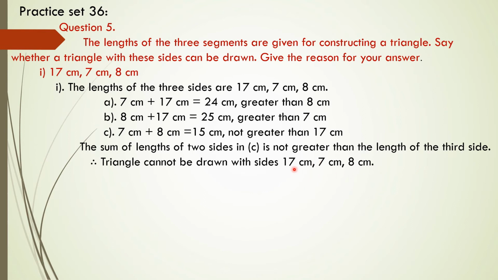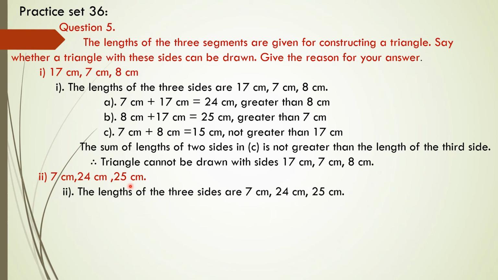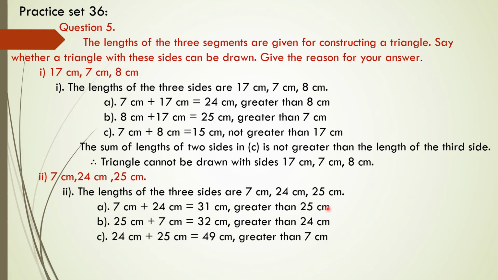And second question, 7 centimeter, 24 centimeter and 25 centimeter. Here also we have to check whether the sum of any two sides of the triangle is greater than the third side or not. The lengths of the three sides are 7 centimeter, 24 centimeter and 25 centimeter. First condition, first I am taking 7 and 24. Therefore the third side is 25.